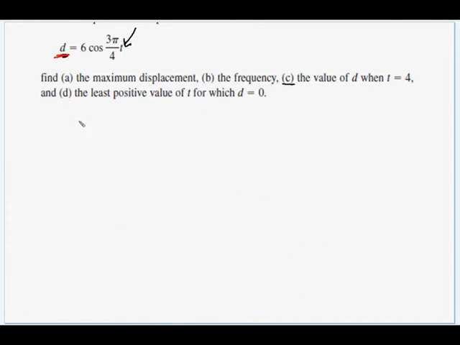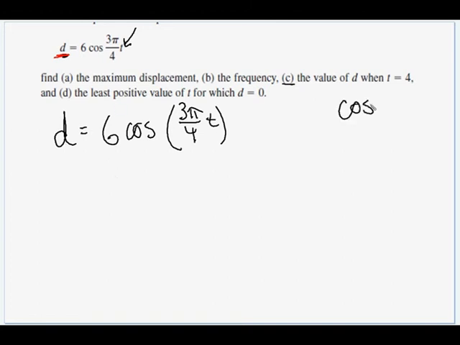So I'm just going to copy the equation here and let's think about it. D equals 6 cos of 3/4 pi t. We want a value for this variable t that's going to make the whole thing equal to 0. Well, let's think about the cosine function just by itself. The cosine of, let's use theta. When does cosine equal 0?